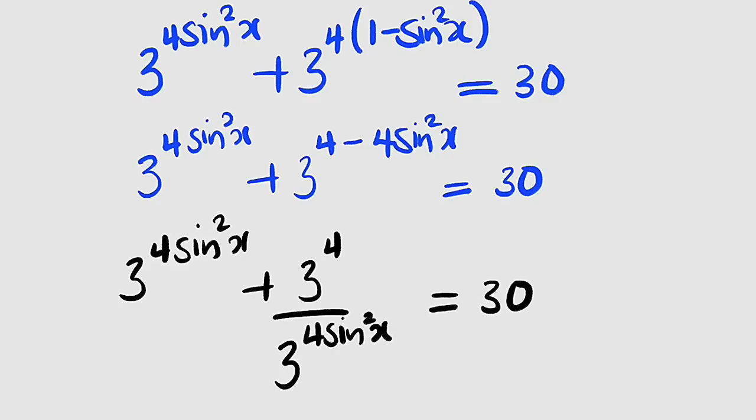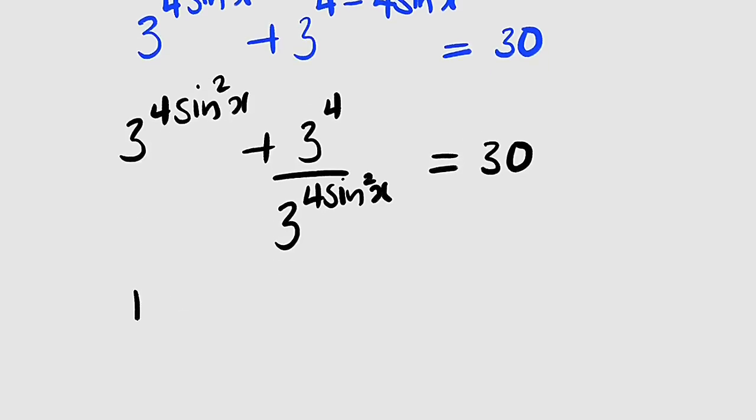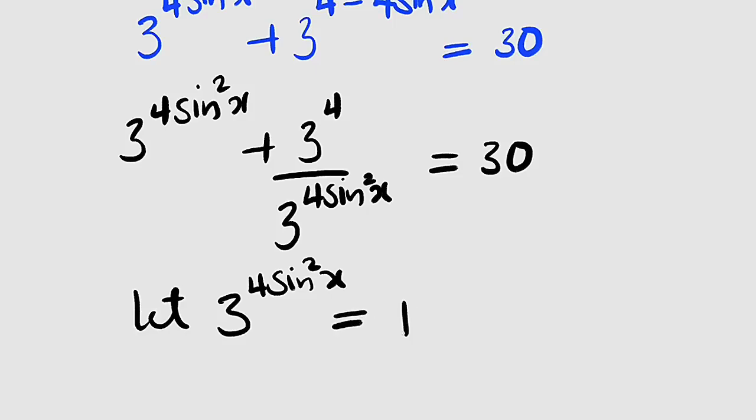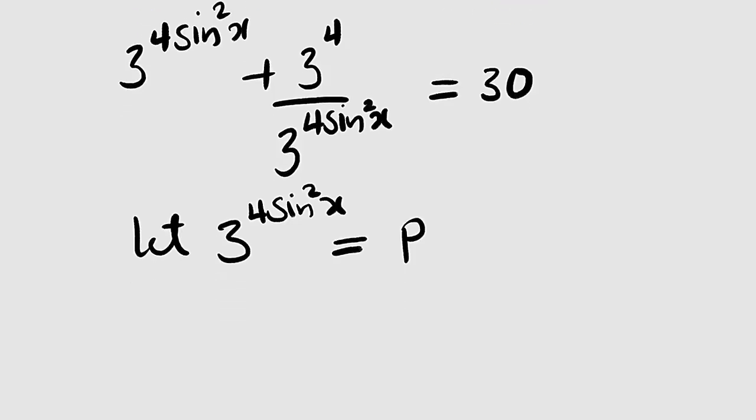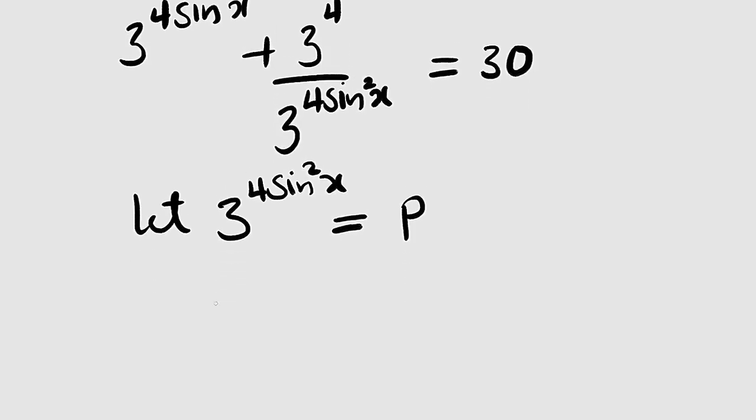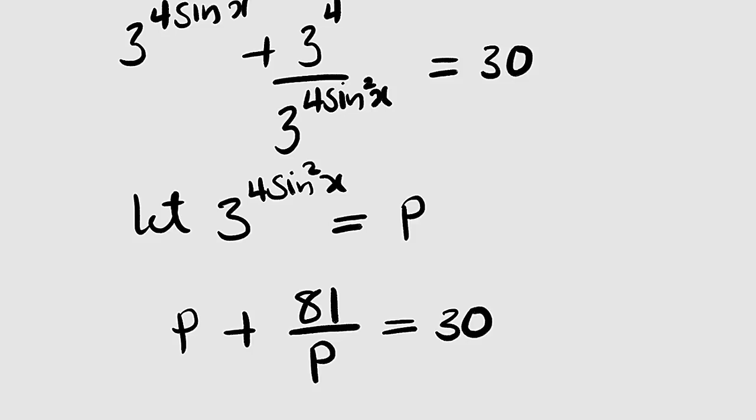Now we're going to do a kind of substitution here by letting 3 to the power of 4 sine squared x be equal to a certain variable. Let's use p. So wherever we have 3 to the power of 4 sine squared x, we are going to replace it with p. So on the left hand side, we have p plus 3 to the power of 4, which is 81, divided by p, and this is equal to 30.